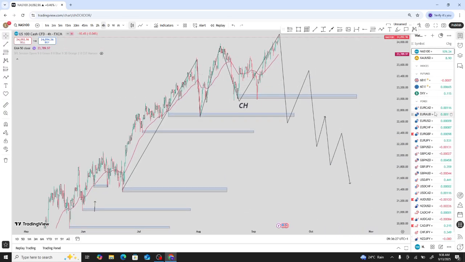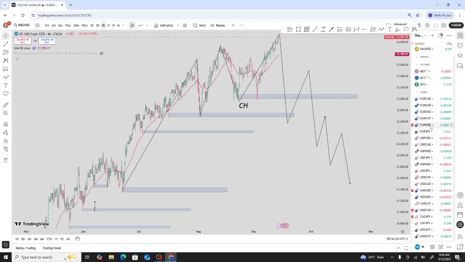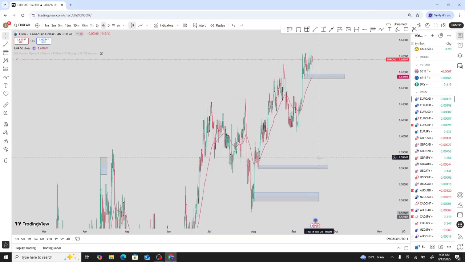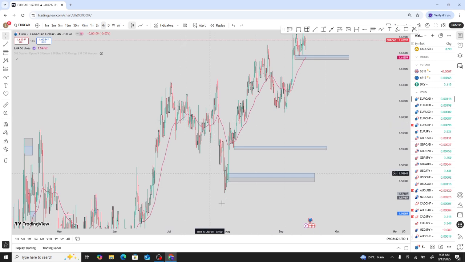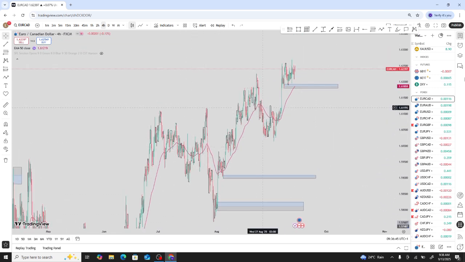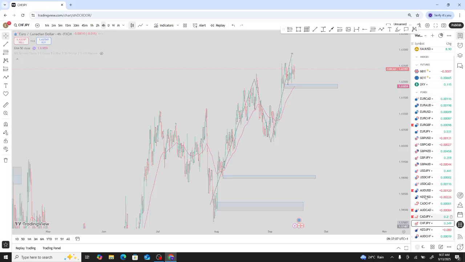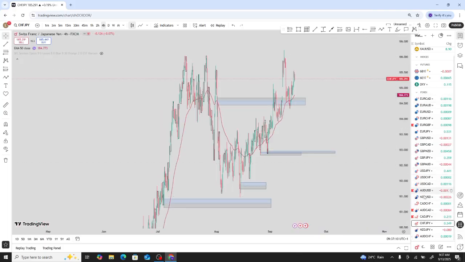Let's look at another chart. Maybe, let me see, the EuroCAD chart. The EuroCAD chart is even in an uptrend. It is an uptrend because it is doing a series of higher highs and higher lows. I'm looking for a particular example, maybe a chart that is already in a downtrend.